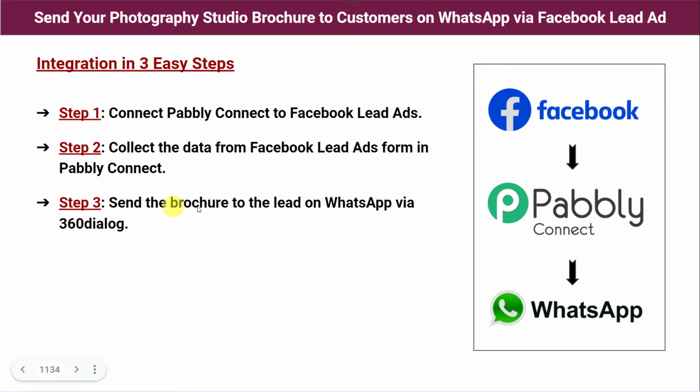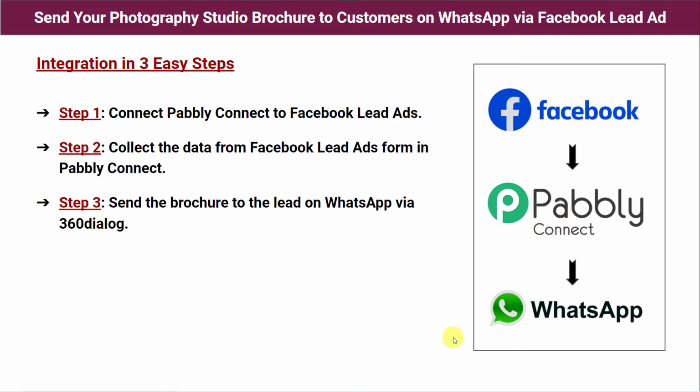Step 3. Send the brochure to the lead on WhatsApp via 360dialog. So whatever data Pabbly Connect has captured from Facebook, the same data will be used and a brochure of your photography studio will be sent on the WhatsApp number of the customers. Here we are going to use the 360dialog application for sending the messages on WhatsApp. So in this way we are going to create an integration between Facebook and WhatsApp using Pabbly Connect.